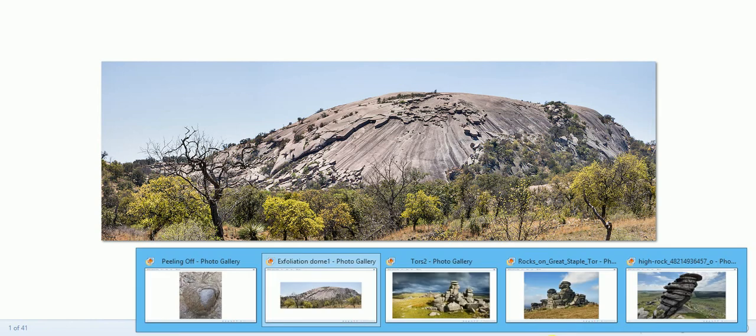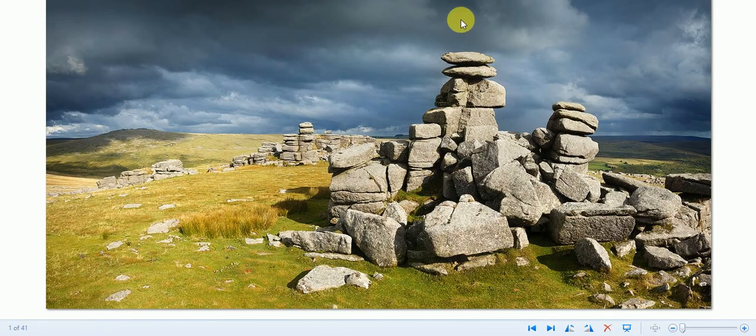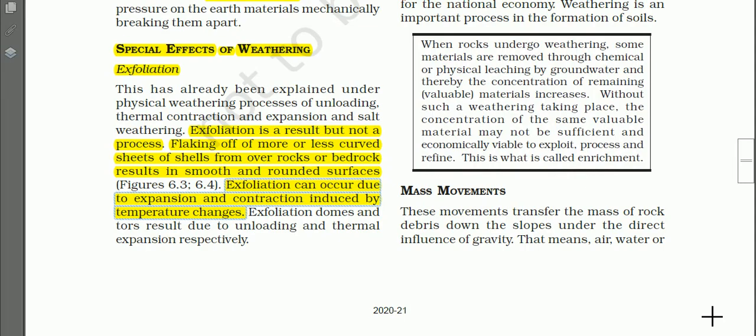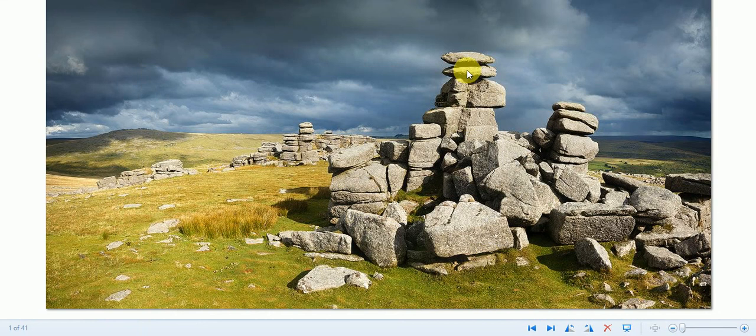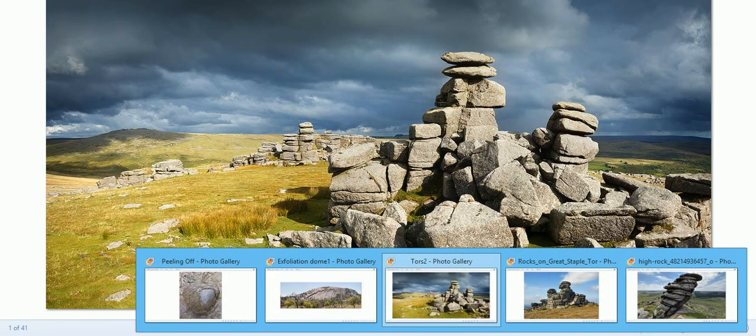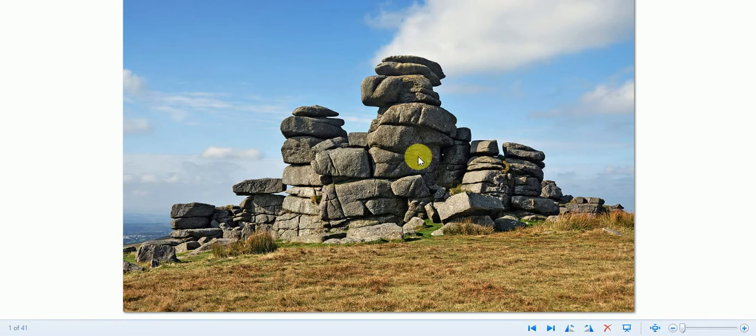And tors, actually, so these are tors. This piling up of stacks of rocks is known as tors, and these are formed due to the thermal expansion and contraction process. As mentioned here, thermal expansion, contraction. So this is what is called a tor. I think you may be seeing cracks here, here, here, and here also. These are known as tors. And another photograph of a tor is here.